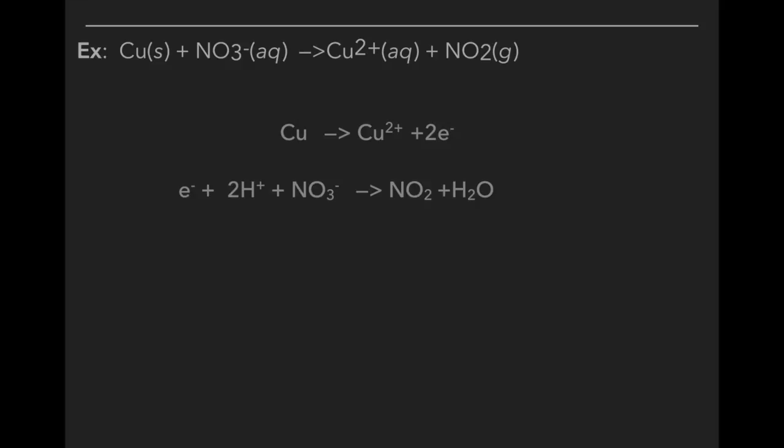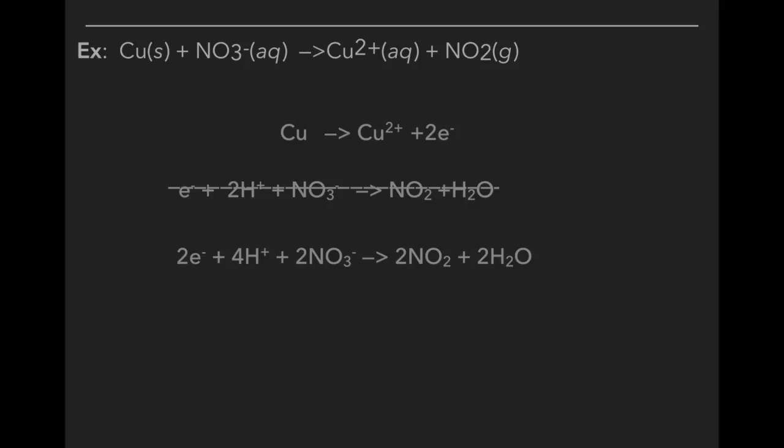Now the very last thing I need to do is I need to cancel out my electrons, because remember, in an oxidation-reduction reaction, you have to have the same number of gain and same number of loss. Well, right now I've only gained 1, but I've lost 2 electrons, so I've got to make those equal. So I'm going to take my reaction on bottom and multiply the entire thing by 2. So it becomes 2 electrons plus 4 hydrogen ions plus 2 nitrates gives you 2 nitrogen dioxides plus 2 waters.